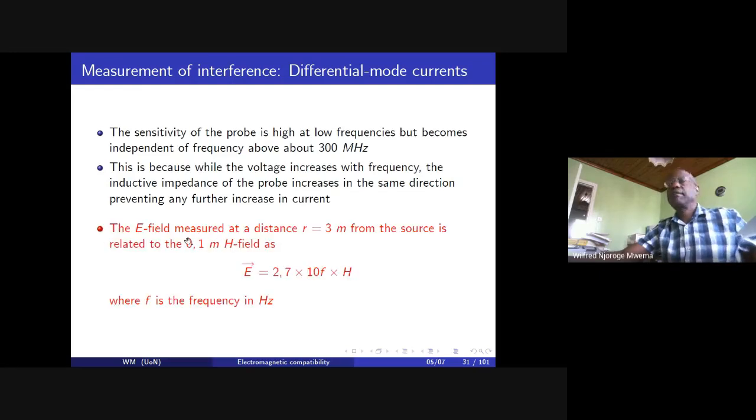So the E field measured at a distance of 3 meters from the source may be related to the 0.1 meter field as E equals 2.7 times 10 multiplied by the frequency and multiplied by the magnetic field intensity, where f is measured in hertz.